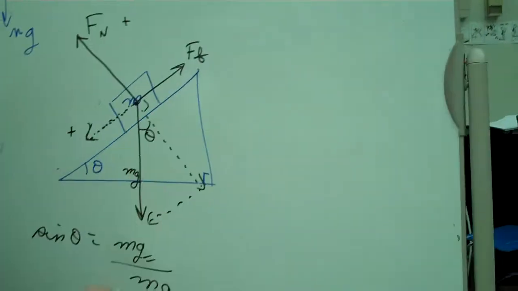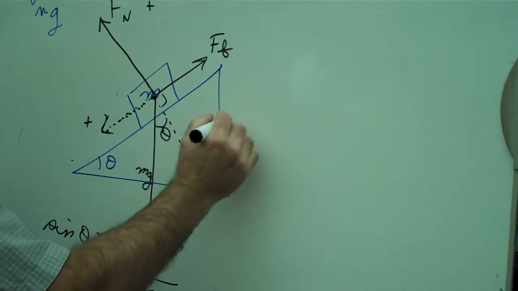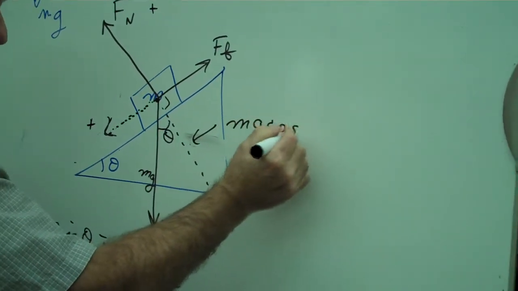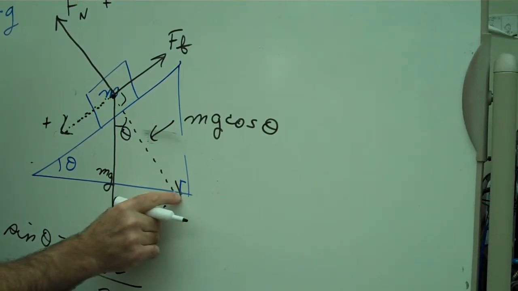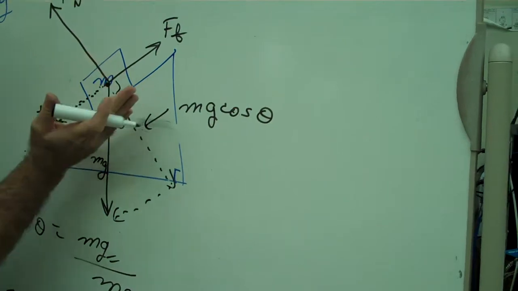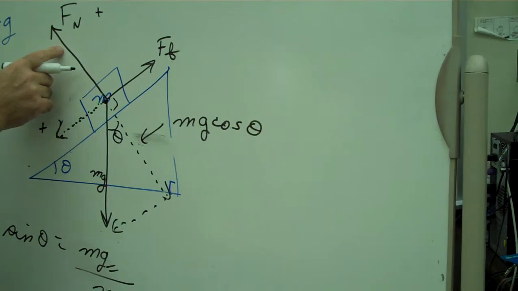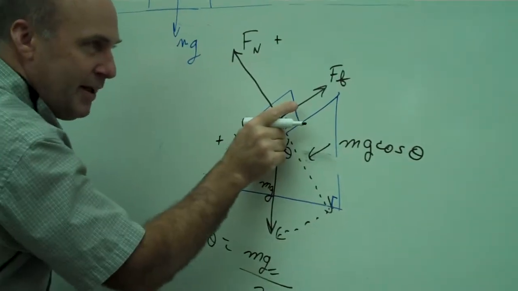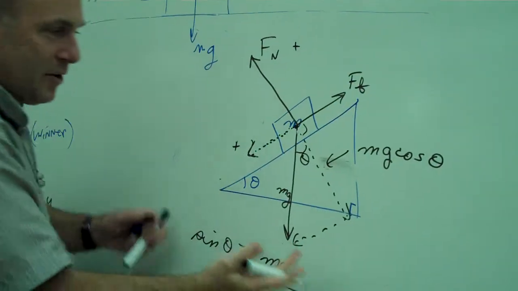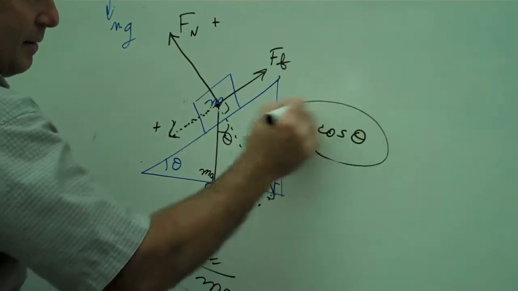What about this piece right here? That's adjacent to the angle, so that piece right there is mg cosine of theta. So this piece is part of your own weight that's trying to get you to get pushed into the snow. And what's fighting it? The snow, normal force. This piece is the force of gravity that's parallel to the ramp. And what's fighting it? Friction. Now do you see that we had to break up mg into two components? mg sine theta and mg cosine theta.